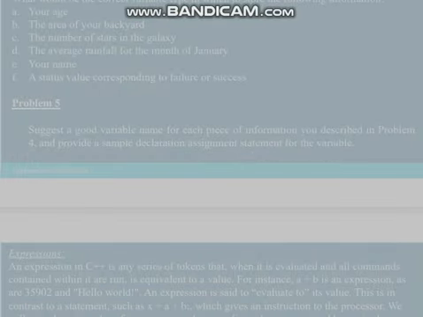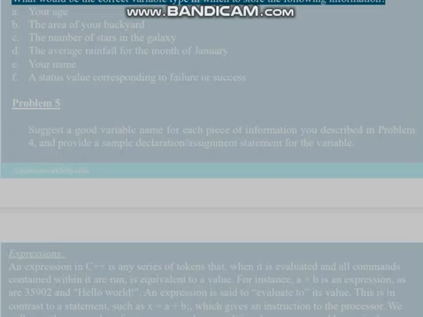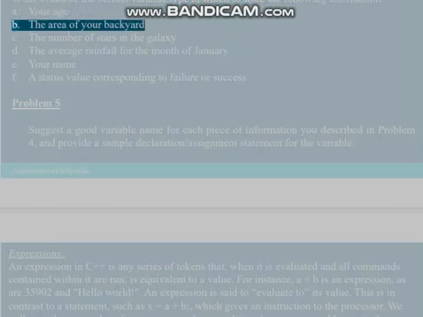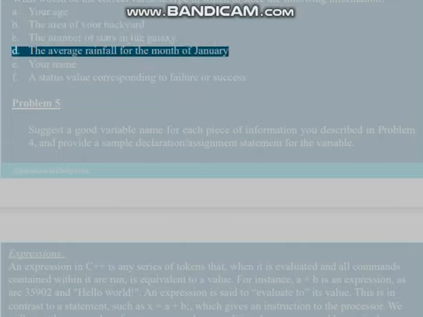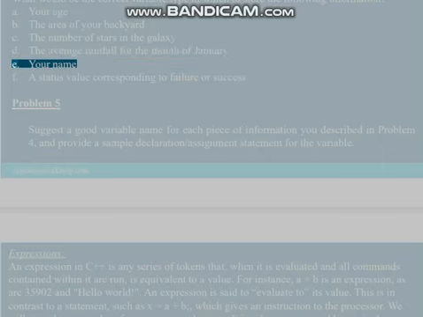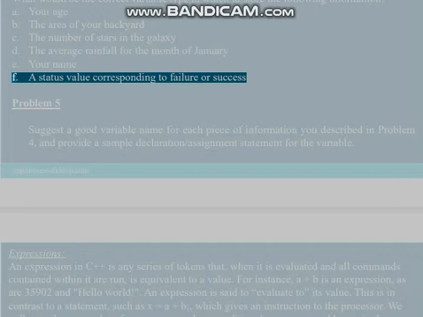Problem 4. What would be the correct variable type in which to store the following information? A. Your age. B. The area of your backyard. C. The number of stars in the galaxy. D. The average rainfall for the month of January. E. Your name. F. A status value corresponding to failure or success.